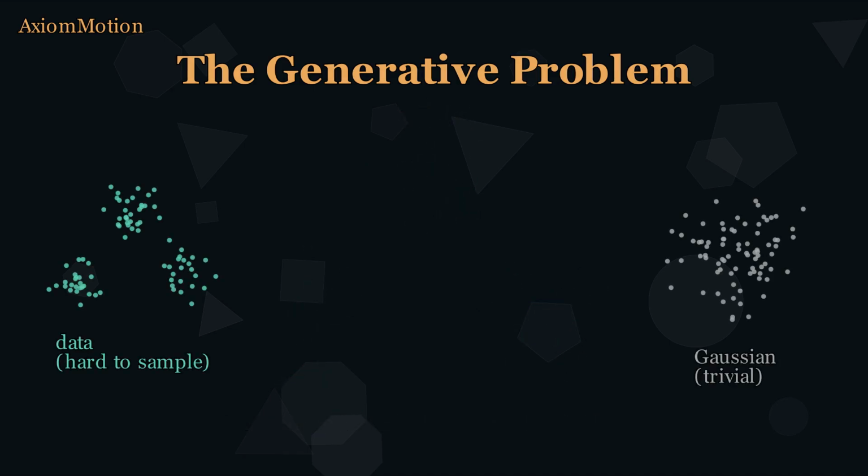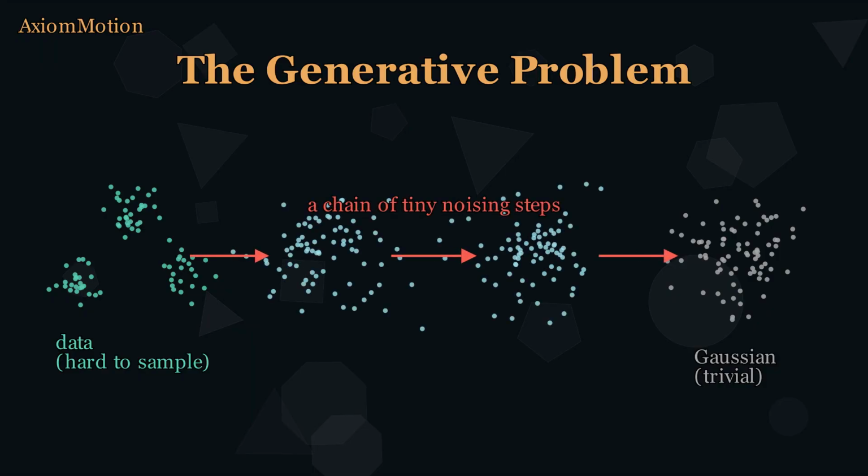The idea behind diffusion is to build a bridge. On one end sits the data, which is hard. On the other end, a plain bell curve, a Gaussian, which is trivial to sample from. We connect the two with a long chain of tiny steps, each one nudging the points and adding a little noise until every trace of structure is gone.